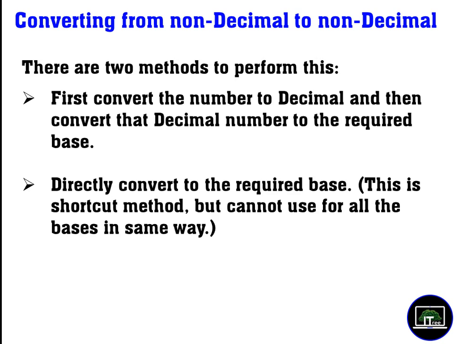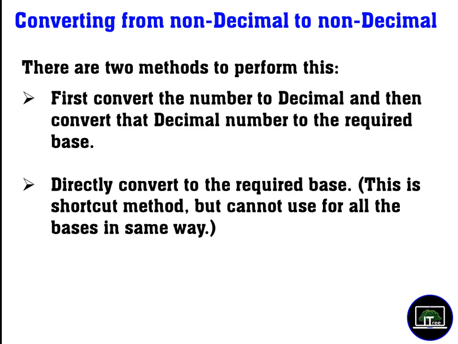Today we are discussing how to convert a non-decimal value to a non-decimal value. That means how can you convert, say, a binary number into octal, or binary into hexadecimal, and the other way around, octal to binary or hexadecimal to binary, or maybe octal to hexadecimal as well. How do we do that? There are two methods to convert a non-decimal value to a non-decimal value.